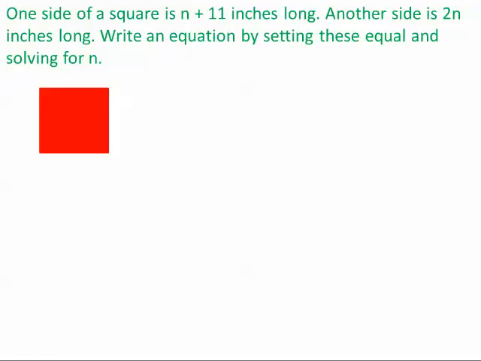Let's see if we can make an equation to solve here. One side of a square is n plus 11. So they're telling me it's a square, and they're telling me that side's n plus 11. Another side is 2n. Well, that's kind of weird because I happen to know that squares have all sides that are the same, and I'm sure you know that too. So I think what that means is 2n must be equal to n plus 11. These two sides have to be equal, and they want us to solve for n.